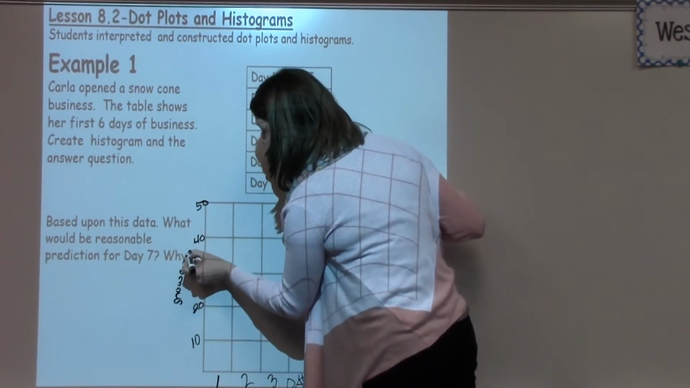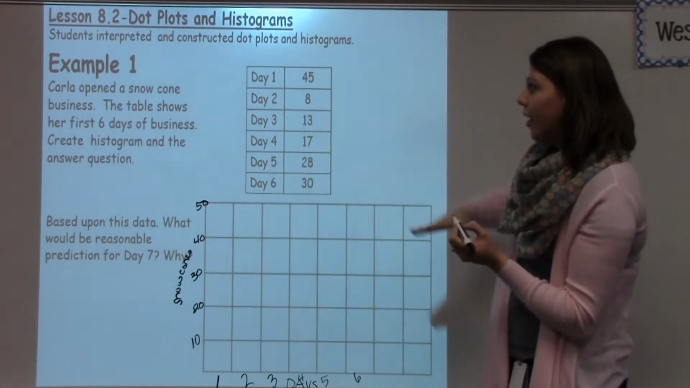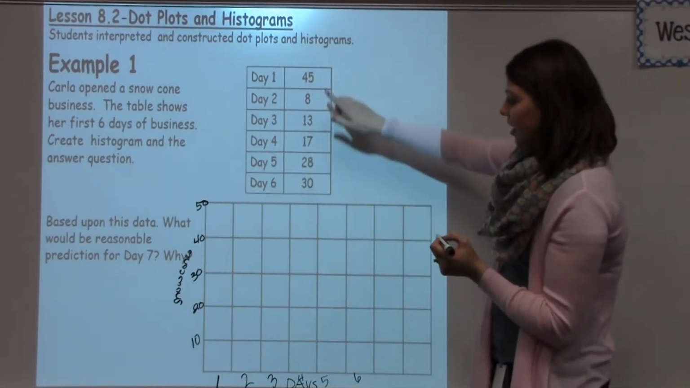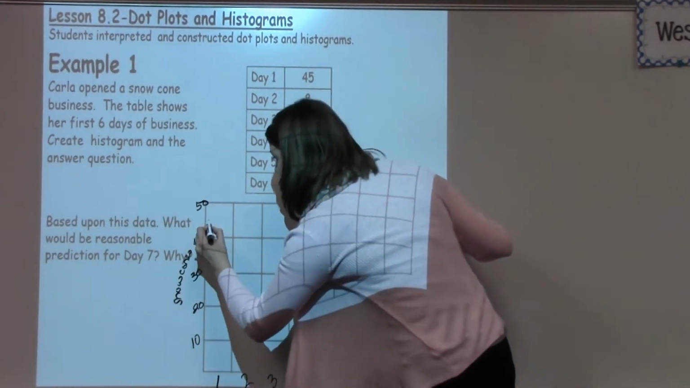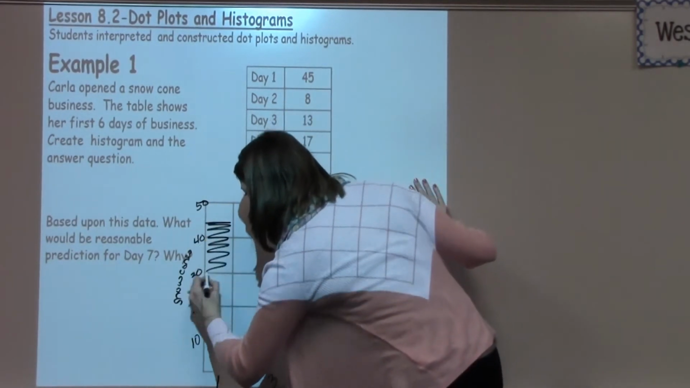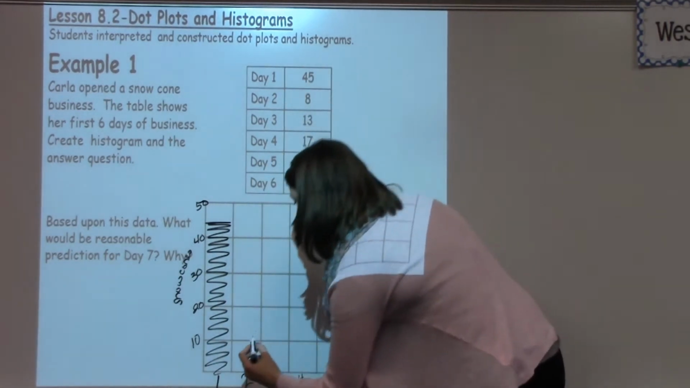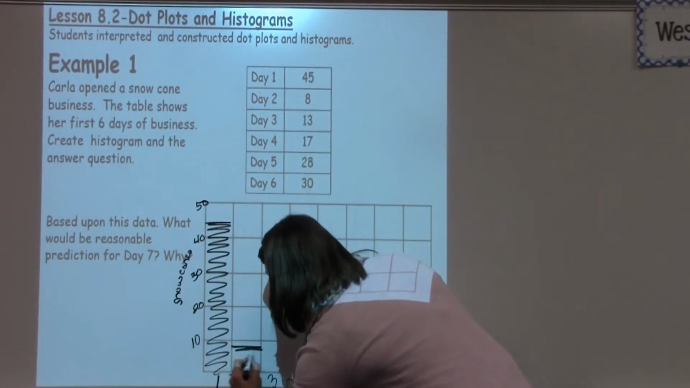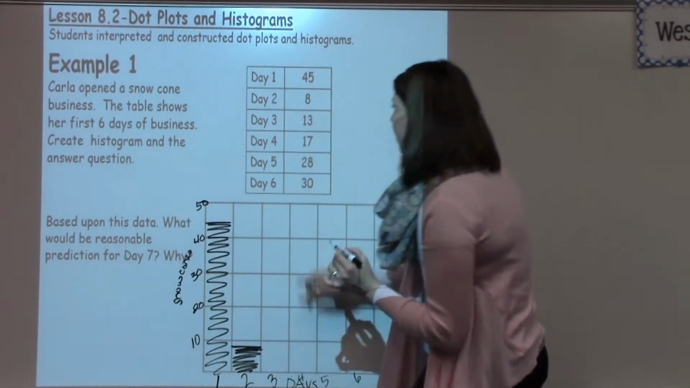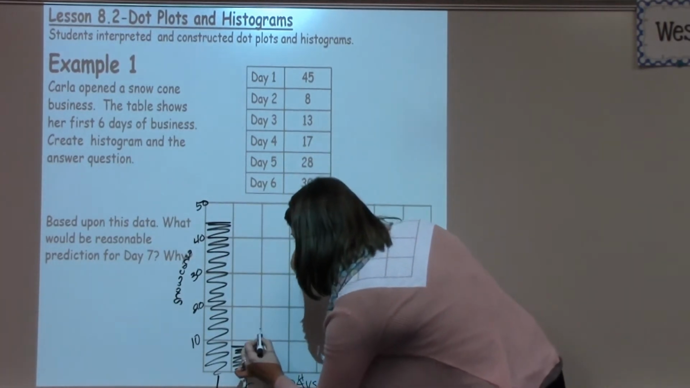Now, the next thing I have to do is go ahead and graph what I have here in my histogram. Looking at this, for day 1, we had 45. That's going to put me right about here, halfway between 40 and 50. Then I'm going to do day 2, which was about 8, slightly less than 10. Then day 3 is going to be 13. That's going to be slightly more than 10.